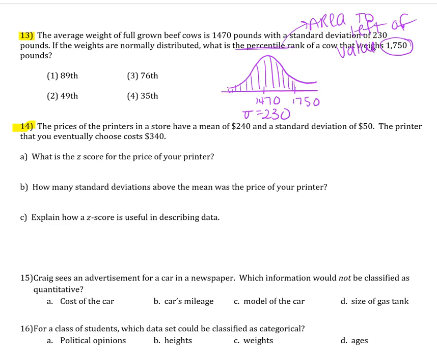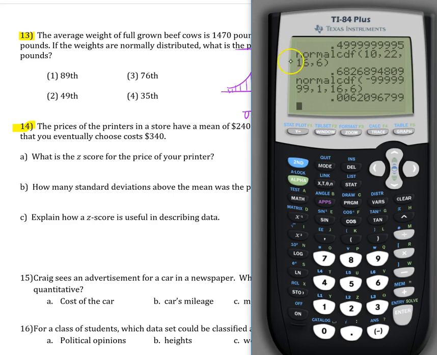Okay. So this is a normal CDF problem because I'm finding the area under the curve. My lower bound is negative infinity. My upper bound is the weight of the cow. Mean is the 1470 number, and standard deviation is 230. And then I just plug it in my calculator.